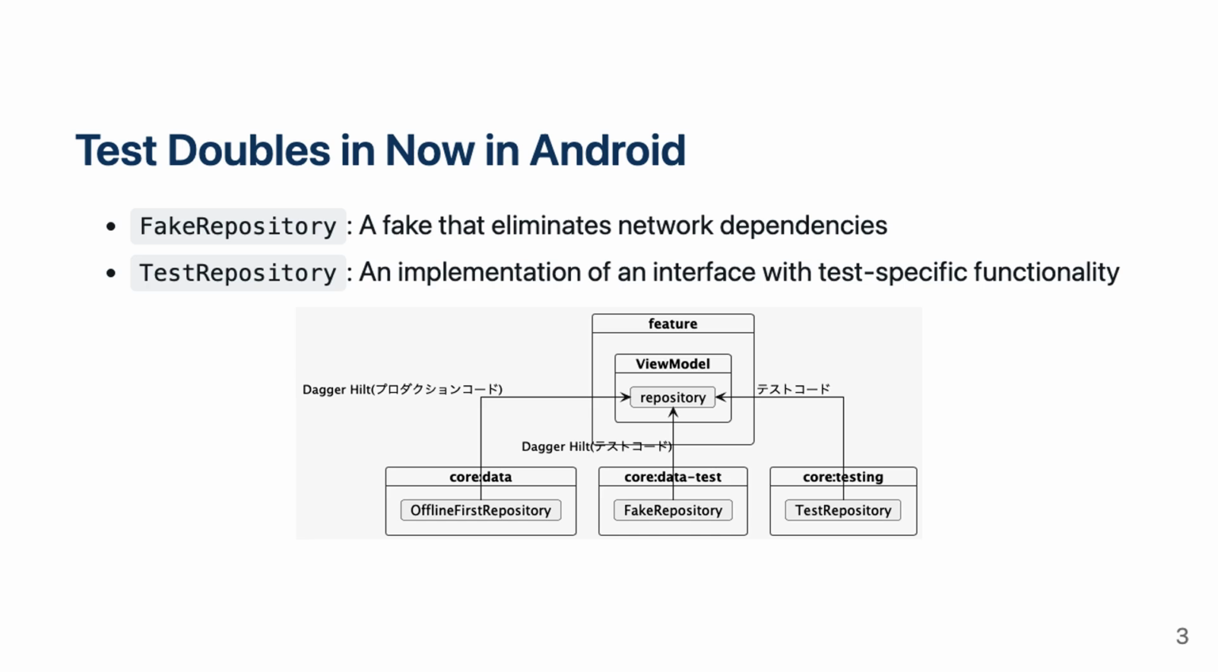The second is a test repository. The test repository has test-specific functions and provides an implementation of the interface that takes those functions into account. The test repository is mainly used for unit testing of view models. This repository is generated within the unit test and injected into the class under test through the constructor.